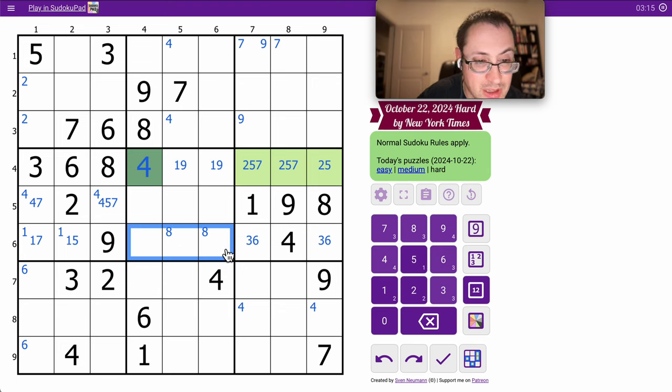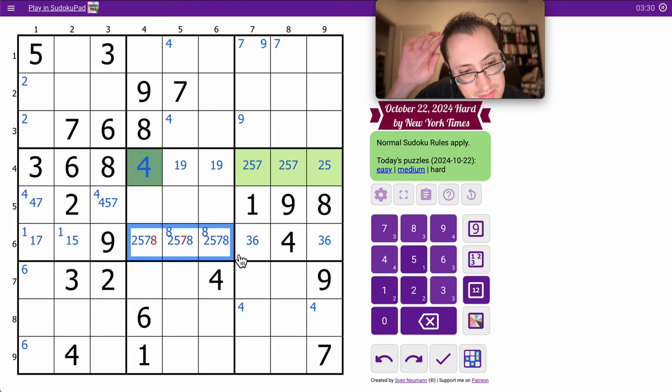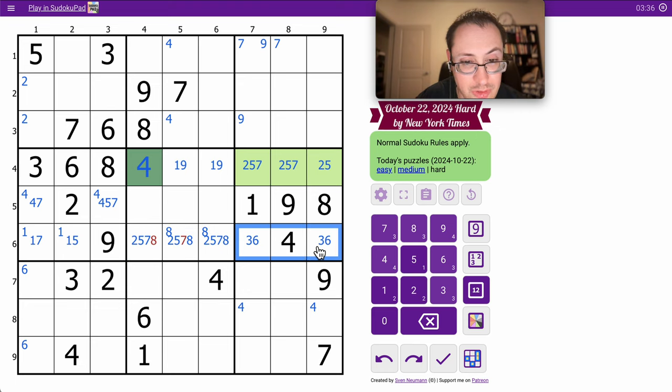These cells cannot be 1, 3, 4, 6, or 9. They are 2, 5, 7, and 8 explicitly. They can't be 4, 3, 6 because of this configuration. They can't be 1 or 9 because of that.